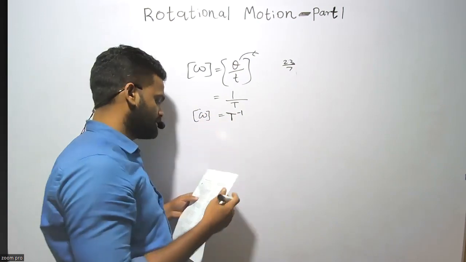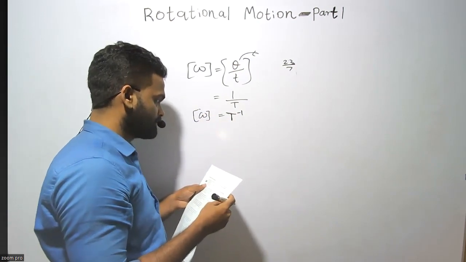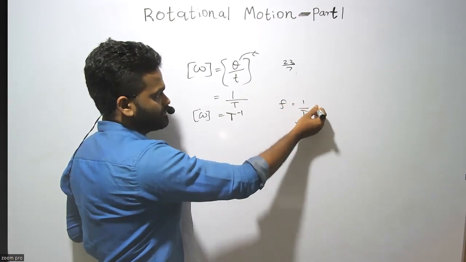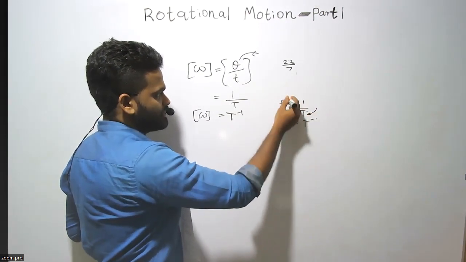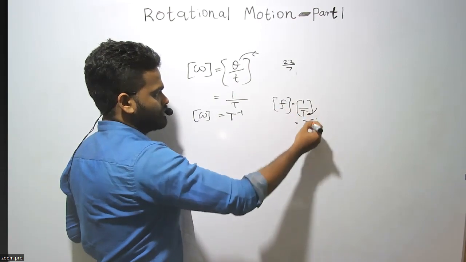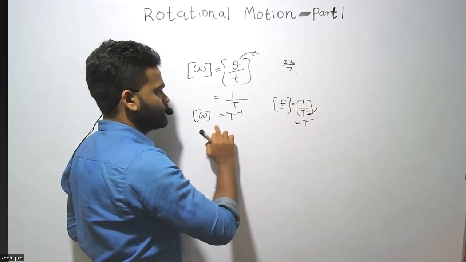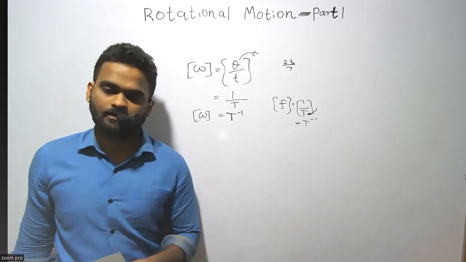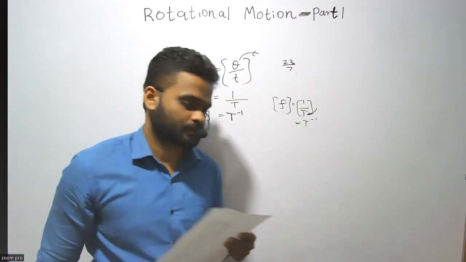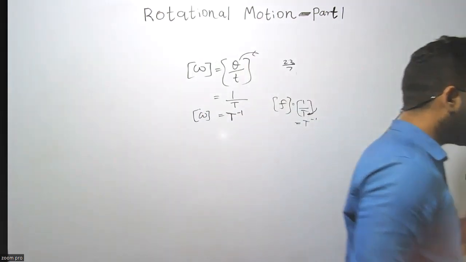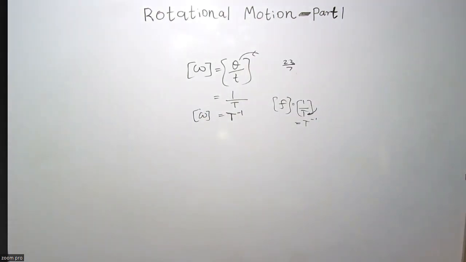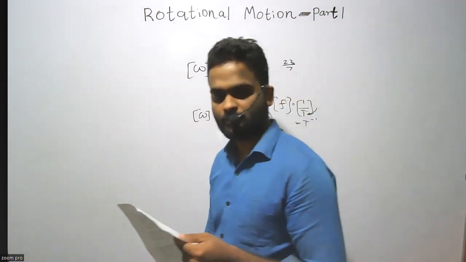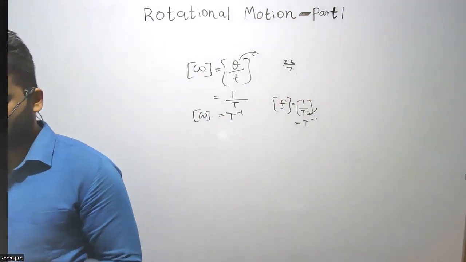So which one has the same dimensions? If you think about frequency, what is frequency? That is 1 over t. So here T to the power minus 1, right? So both frequency and angular velocity have the same dimensions. Got it? Yeah, correct. So the answer should be the first one for the first question. If you have any problems, use the chat box.